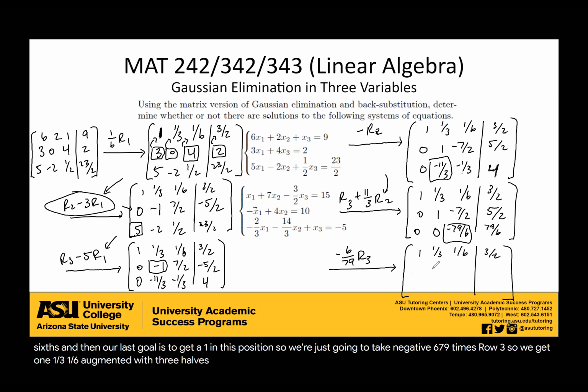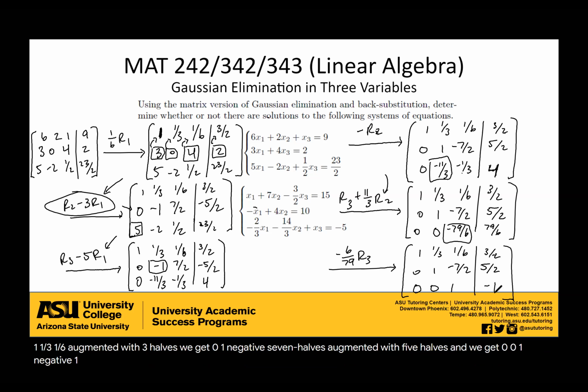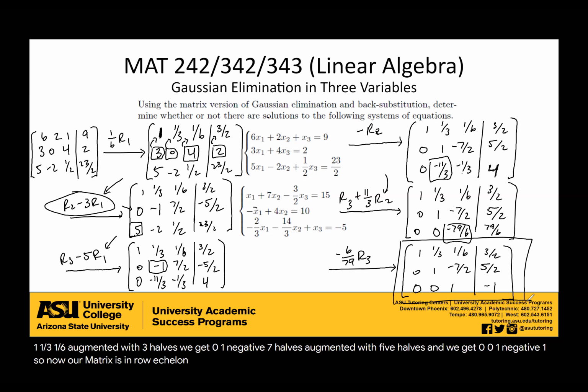We get 0, 1, -7/2, augmented with 5/2. And we get 0, 0, 1, -1. So now our matrix is in row echelon form. Okay. And once it's in row echelon form, we can now use back substitution to solve our system.